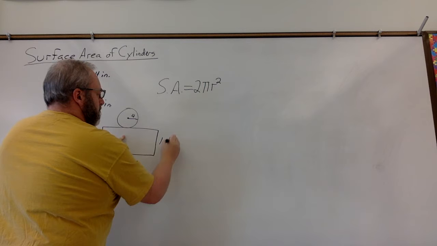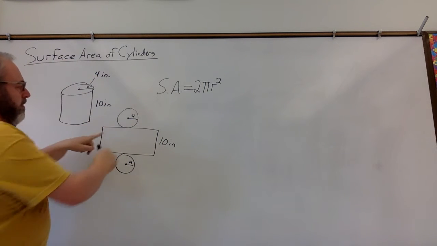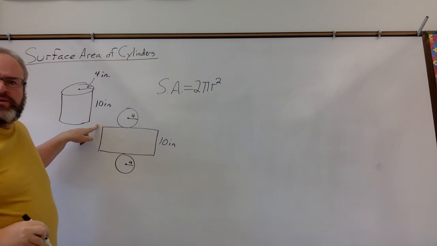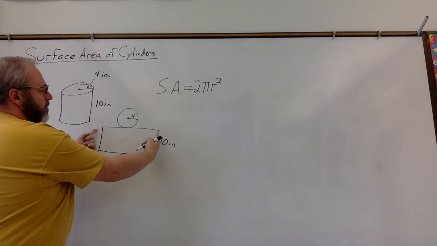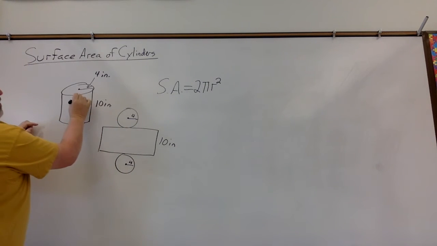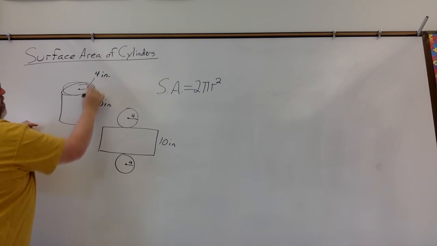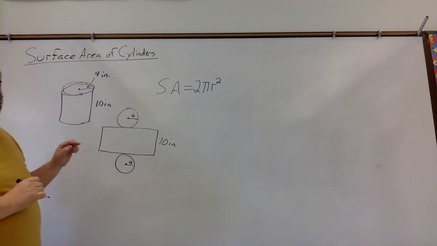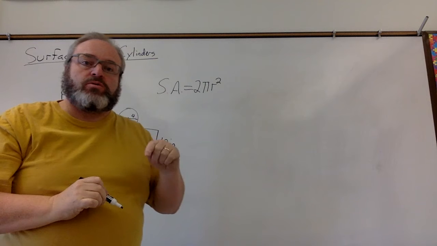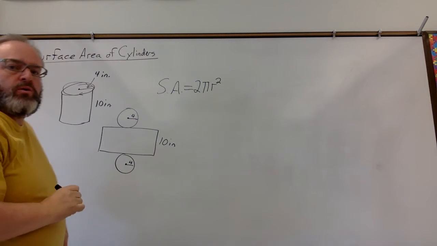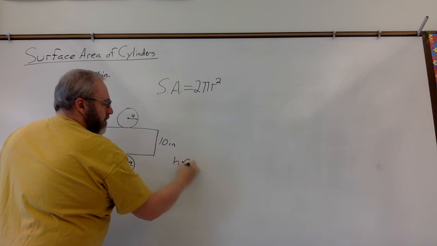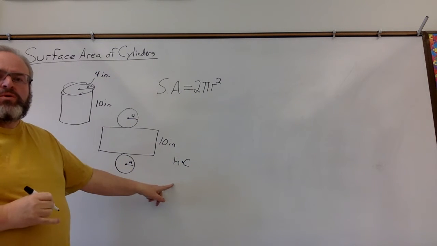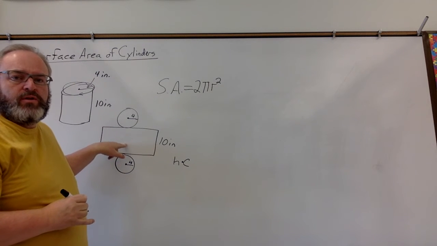Now, here's the trickier part. We know that it's 10 inches this way, but this way is a little bit trickier. If we think about this, when this was folded up, this would have been the distance from here all the way around to here, which is what? That's the circumference. So if we took the height times the circumference, we would have the area of this.